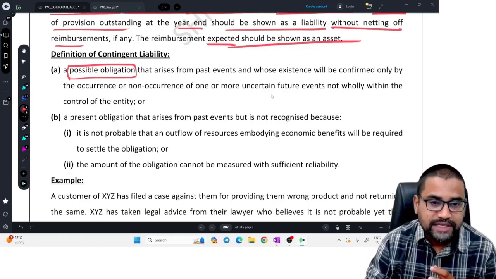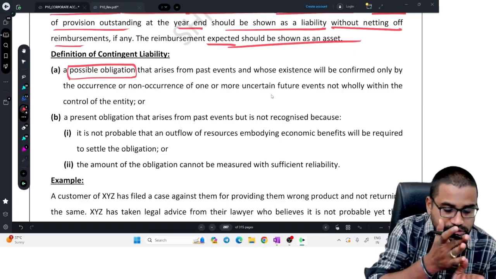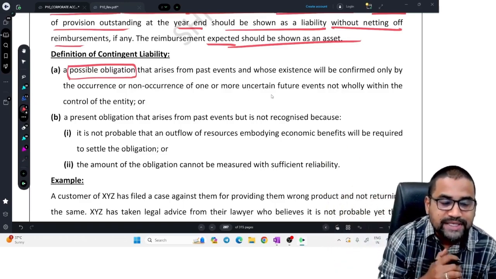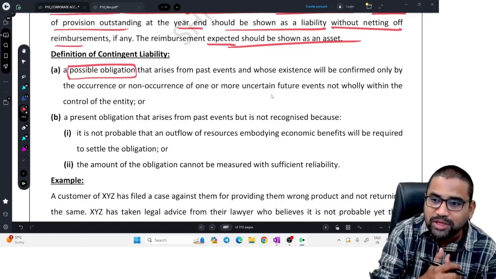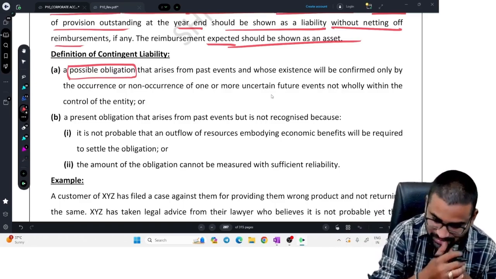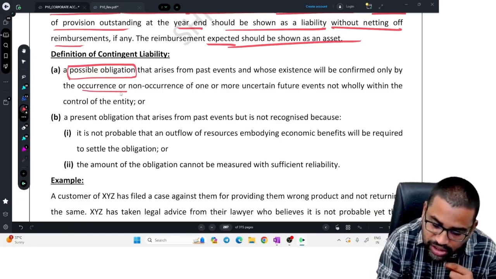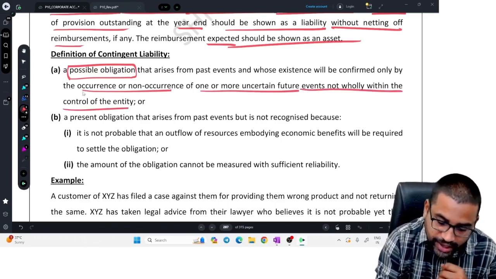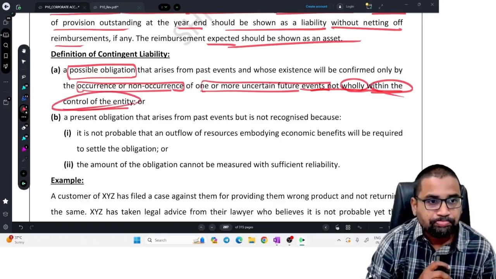For example, government has brought a new law. Now, according to that new law, you have to install some safety equipment in your factory. If you don't install, you have to pay a penalty. Now, suppose you are at the current year end. Suppose still one more year is there to install the equipment. Now tell me, is there a present obligation? No. Because still time is there. So, based on the evidence available on the balance sheet date, its existence is not probable. There is no present obligation as of now. And an obligation may come or may not come. That depends upon the occurrence or non-occurrence of one or more uncertain future events, not wholly within the control of the entity.